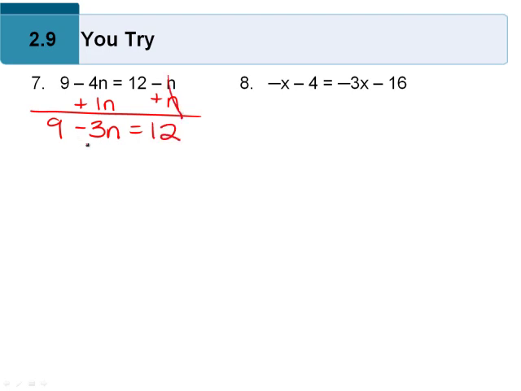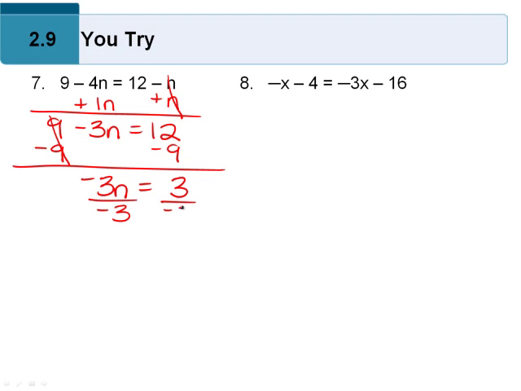Now, don't mess with the negative 3n, okay, because that's what you just moved over there. We need to get rid of this 9. It's a positive 9, so I'm going to subtract 9. Always do the opposite when you're moving from one side of the equal sign to the other. So the 9's are gone. Negative 3n comes down, and 12 minus 9 would be 3. Okay? And then your last step, divide by negative 3 on both sides. So those cancel, and n comes down, and 3 divided by negative 3 would be negative 1. Okay? And the last one, number 8.